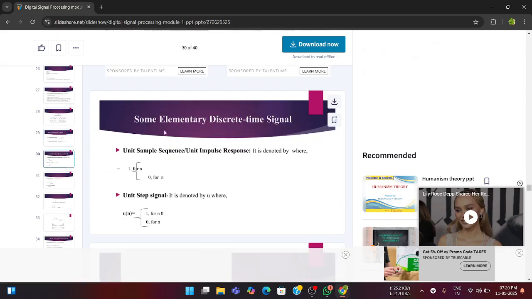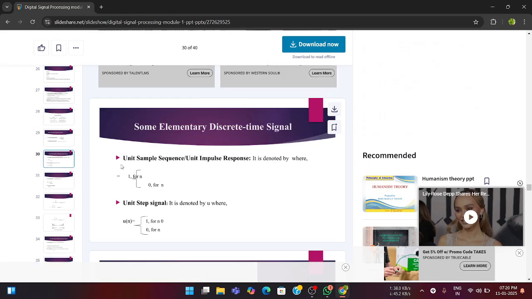Some elementary discrete time signals. Now let us see some of the elementary discrete time signals. First is the unit sample sequence, or unit impulse. What is the definition? It is denoted by delta of n, which you might already know.